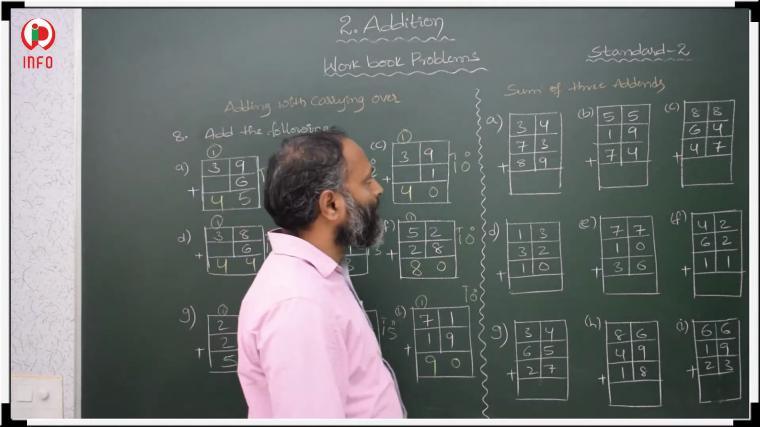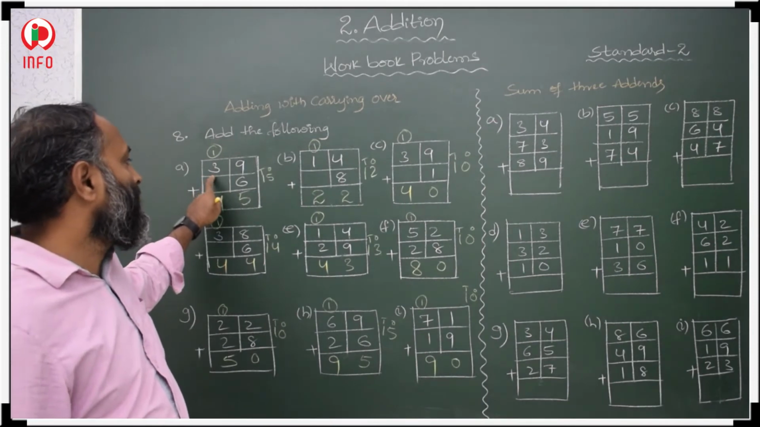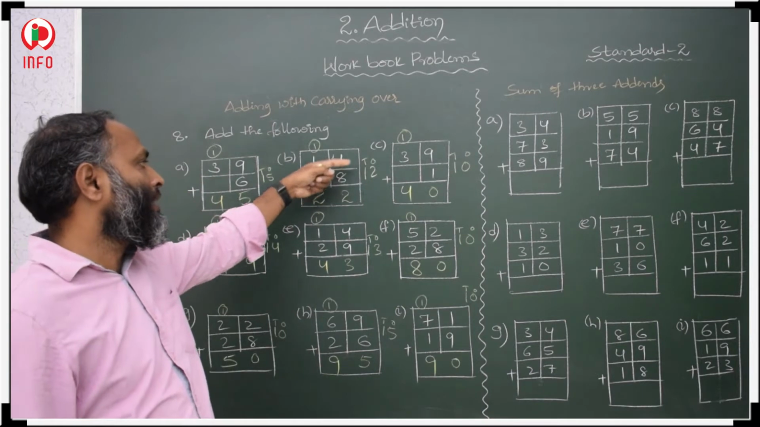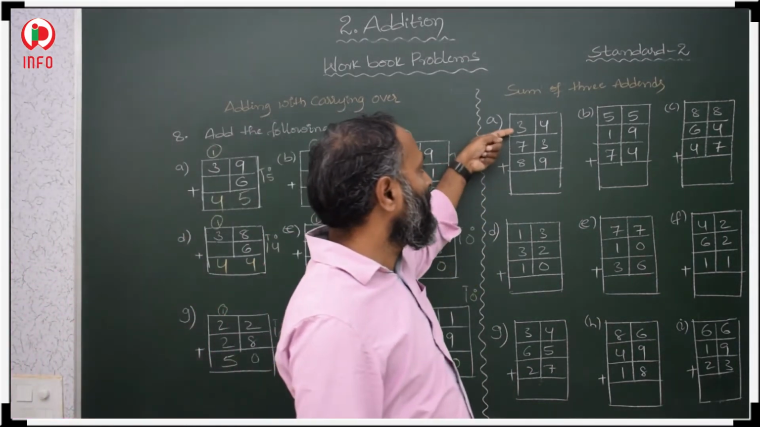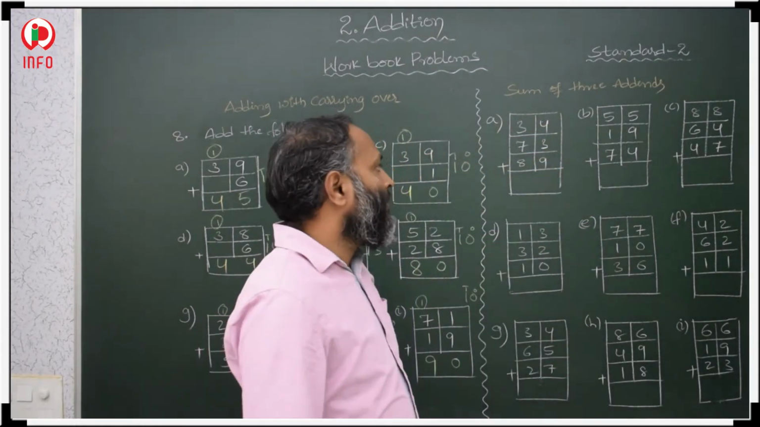Next. This is carry over with 2 addends. Only 2 addends are here: first addend, second addend. But here 3 addends were there: 1, 2, 3. See how to do it if there are 3 addends.